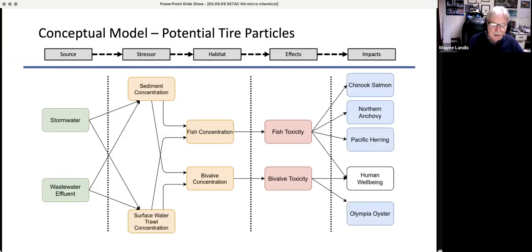Here's just one of the early conceptual models of how these pathways would fit together, from stormwater and wastewater effluent as being sources of these particles. You have the particles being concentrated in the fish, and the bivalves, toxicity, and then the different endpoints once again.